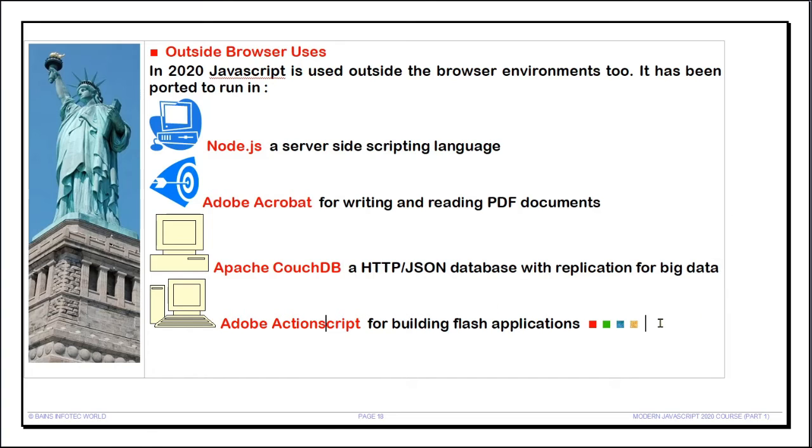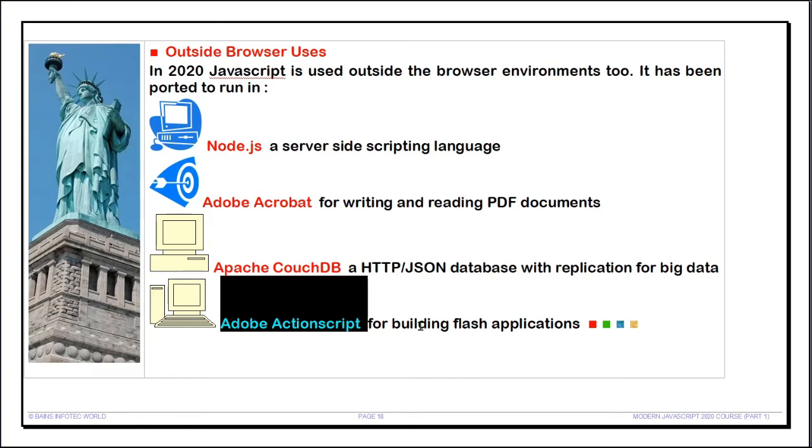Adobe ActionScript. Adobe ActionScript is a scripting language built into Flash. Flash is a video sort of presentation animation technology that Adobe developed, and it's based on JavaScript, and you can use it for building Flash applications which provide you with lots of animation, and also you can use it for building Flash videos, which provides you with videos that you can watch using Flash.